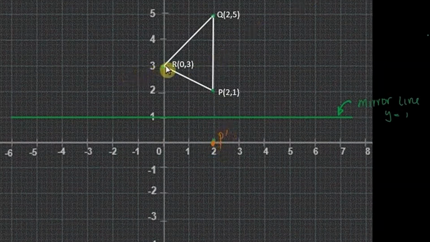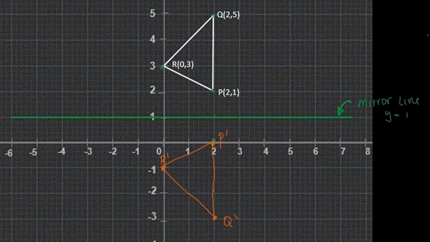Similarly, R prime is 2 units from the mirror line. Therefore, its image will be 2 units on the opposite side of the mirror line, and we know this to be R prime. Finally, Q is 1, 2, 3, 4 units from the mirror line, so Q prime will be 1, 2, 3, 4 units from the mirror line. So we'll identify this here as well, and then we go ahead and draw a line to construct the image triangle. So there's our first image triangle PQR, which is a reflection in the line y is equal to 1.